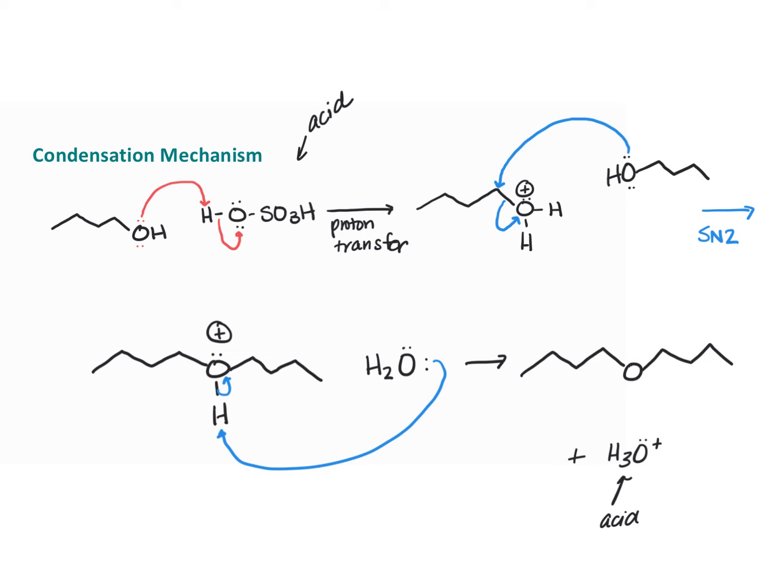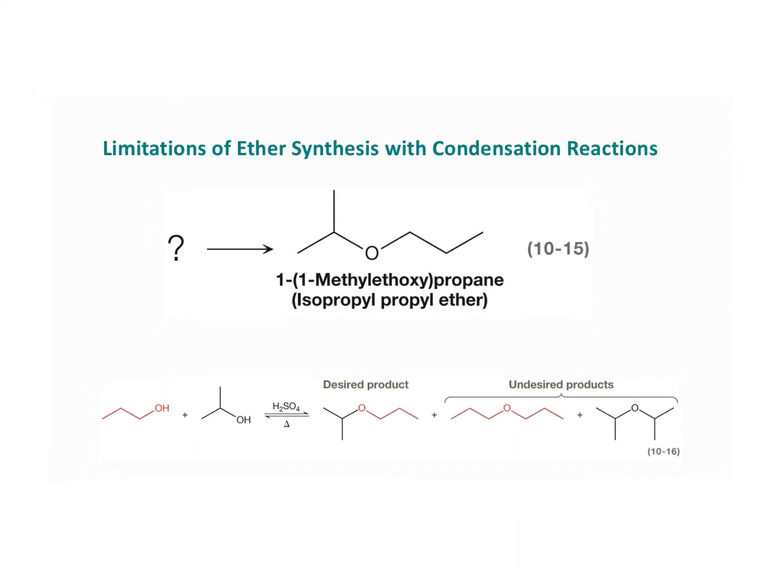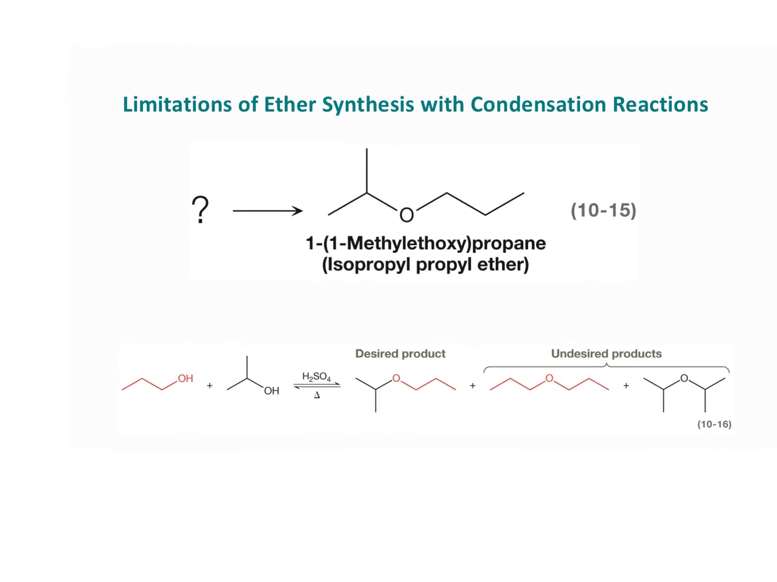Now, we've got 2 ways to synthesize ethers. We've looked at the 2 mechanisms. Let's look at synthesis of other types of ethers. So let's say that we want to synthesize this big boy right here. This is isopropyl ether, or 1,1-methyl ethoxypropane.